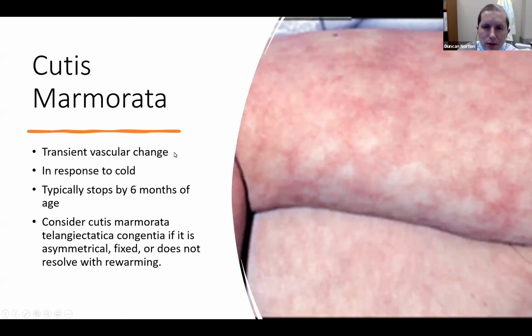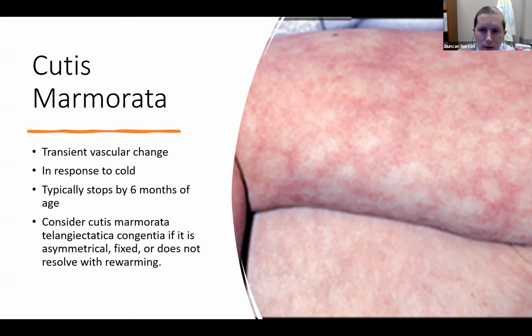So the first one we have is cutis marmorata. This is a normal rash, a transient vascular change within the dermis itself. It's a response to cold. You typically stop seeing this rash by 6 months of age. It is a blanching rash itself. It kind of reminds me of a lacy rash, not like Fifth disease, but a little darker in hue.